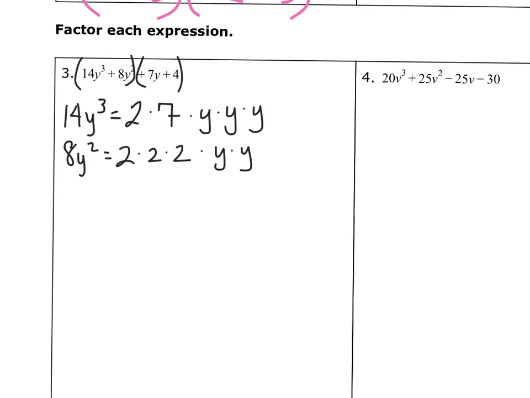All right. My next pair, I should say. It's not a binomial because it's part of the whole polynomial. 7y plus 4, so I've got 7y. Well, that's easy. 7's prime, so we have 7 times y, right? 4 is 2 times 2.